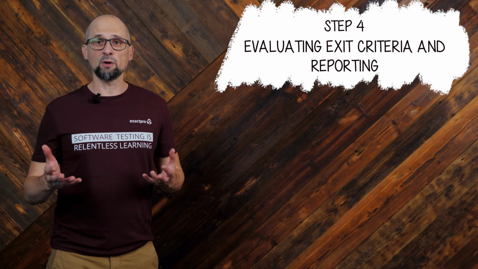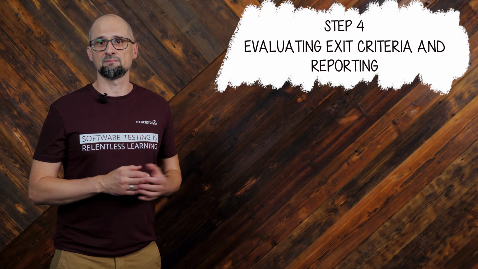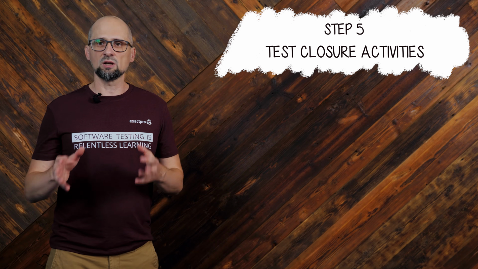Step 4. Evaluating exit criteria and reporting. Evaluating exit criteria is an activity during which test execution is assessed against the defined objectives. This is where we confirm that we have done enough testing. Step 5. Test closure activities. During test closure activities, we collect the data from the completed tests and analyze the facts and numbers. We also finalize and archive our tools for later reuse.